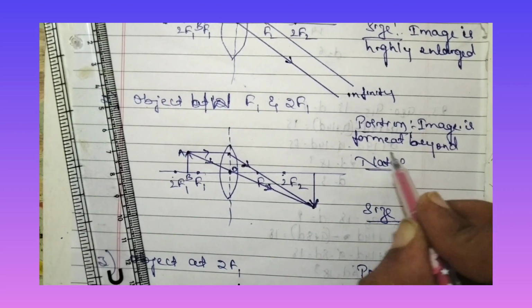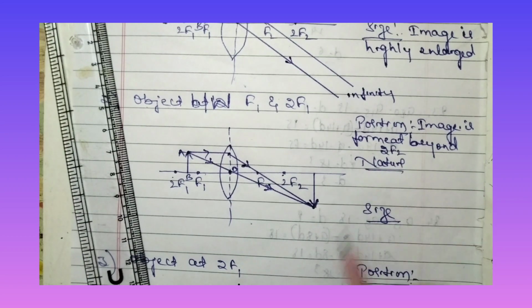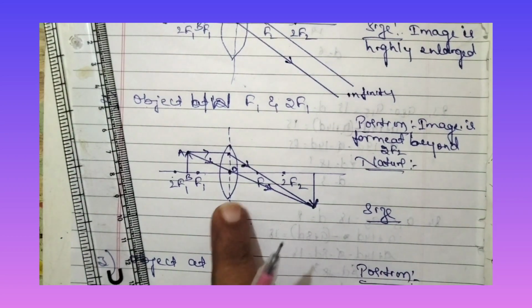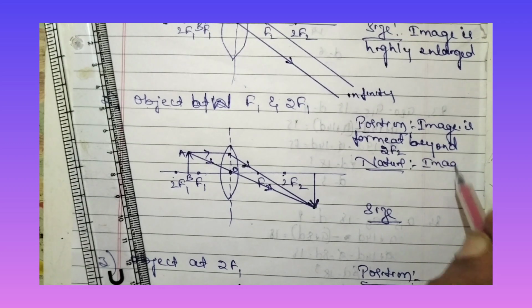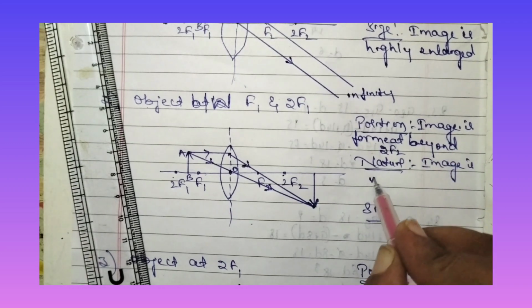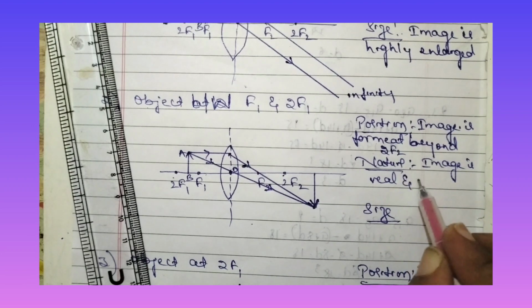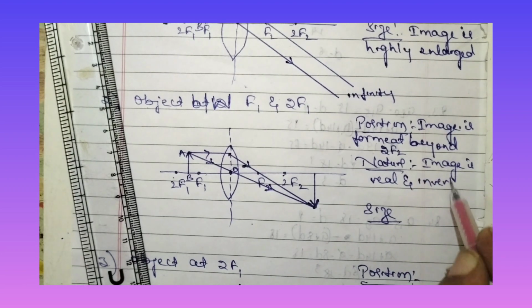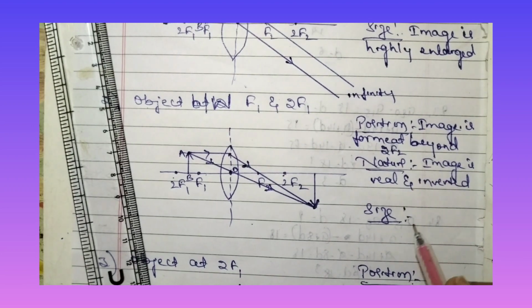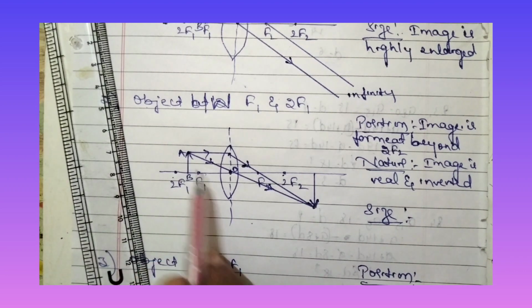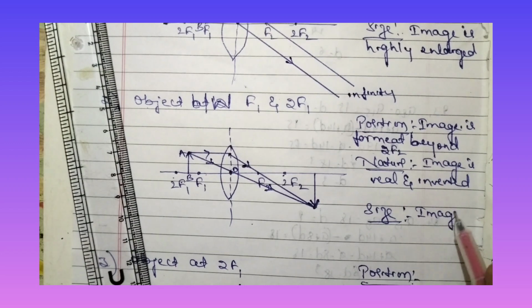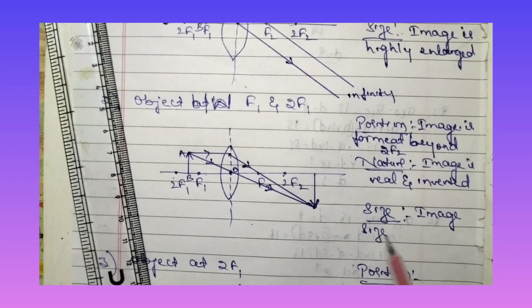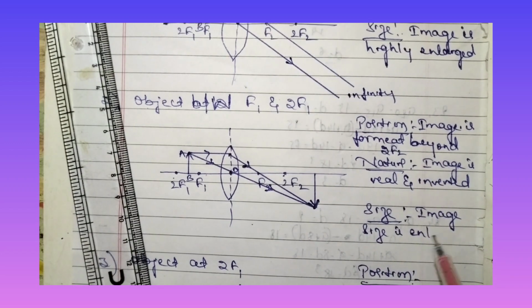Behind 2F2. What is the nature of the image? Since the image is formed toward this side, the image is real and inverted. A real and inverted image is formed. Then what is the size of the image? As compared to the size of the object, the image size is enlarged. So now let us write: image size is enlarged.